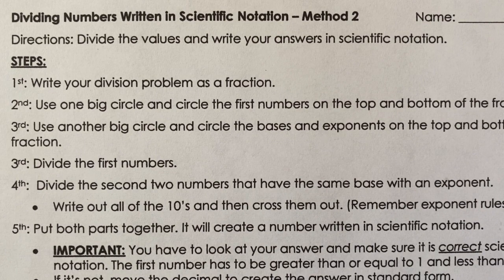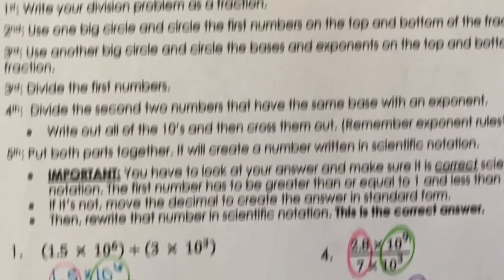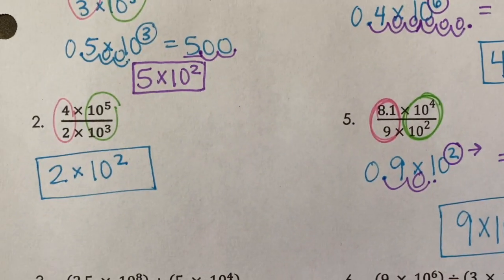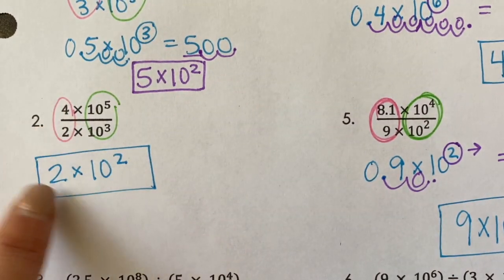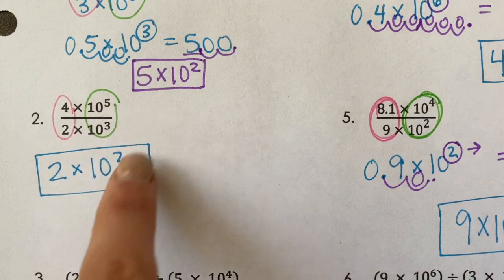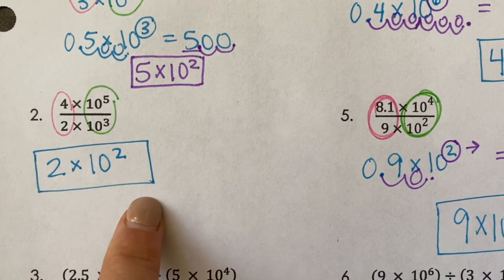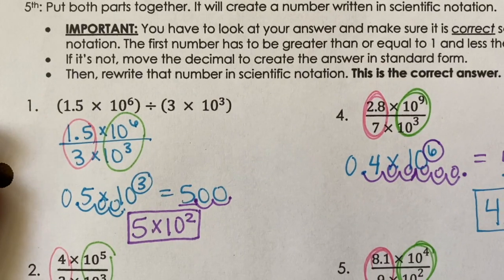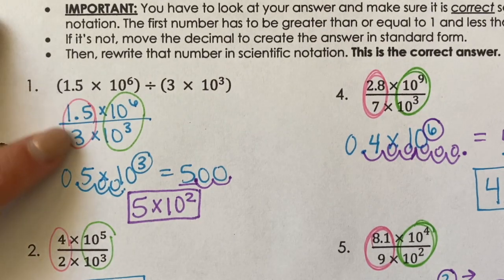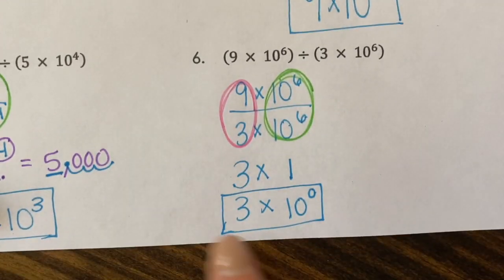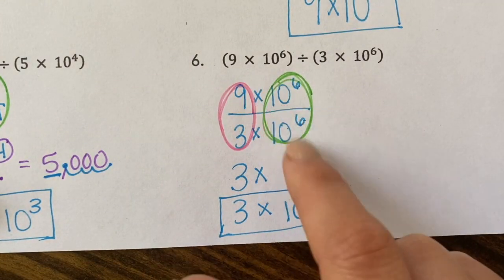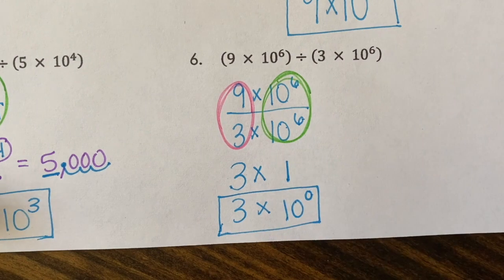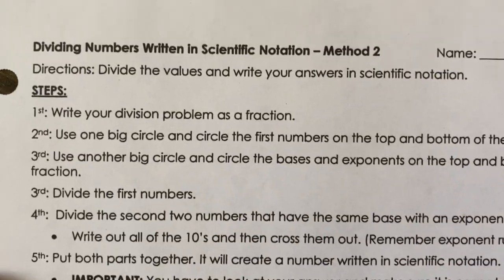Some problems are a little easier to use this method, like for example, number 2. It's super basic. 4 divided by 2 gives you 2. You can write this out to get 10 to the 2nd power, and then you have your answer. The ones that may be problematic is if you're not sure how to divide these, if you don't have a calculator, or problems like this where they all cancel out. You may not be sure what to do here. Method 1 may be a little bit easier, but it is totally up to you.